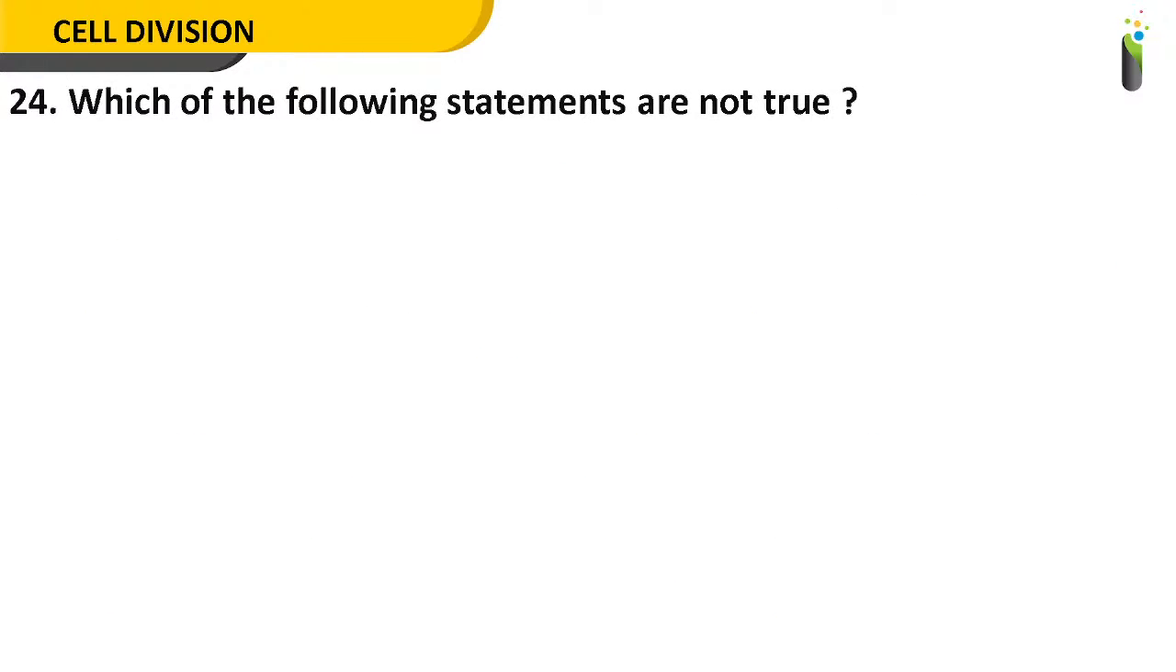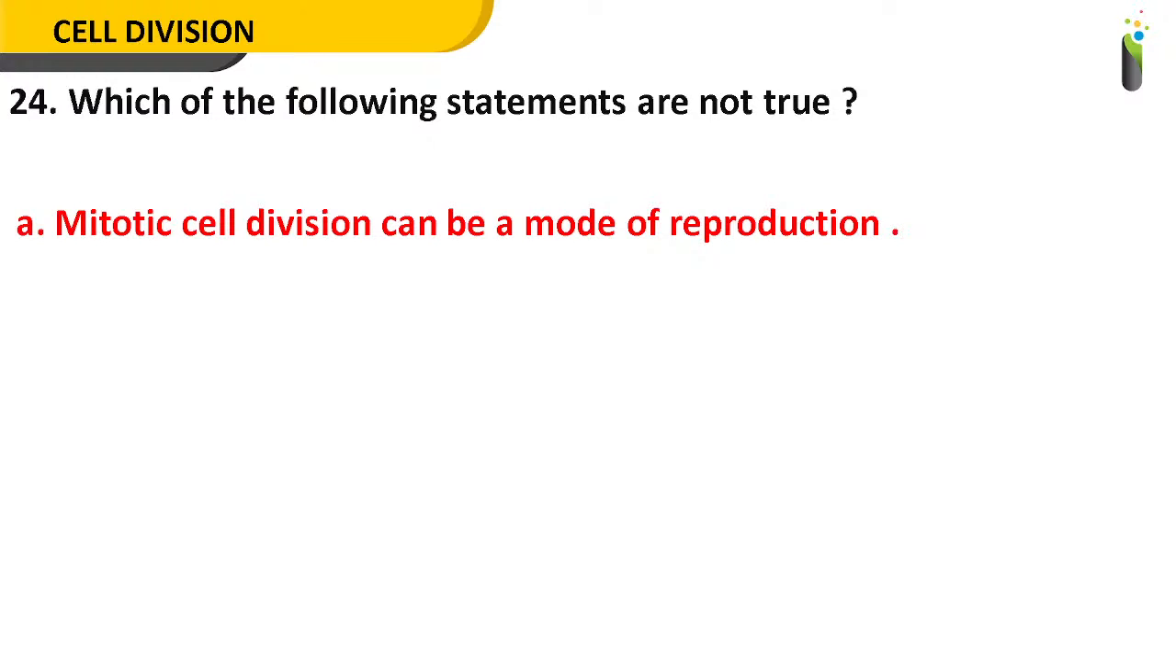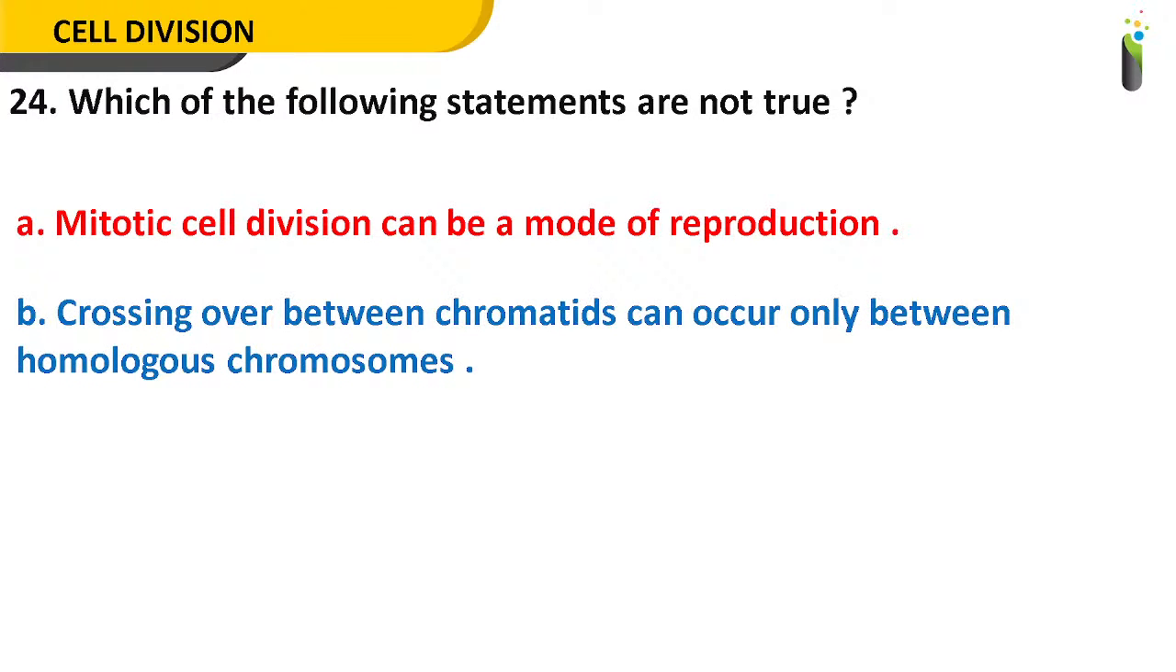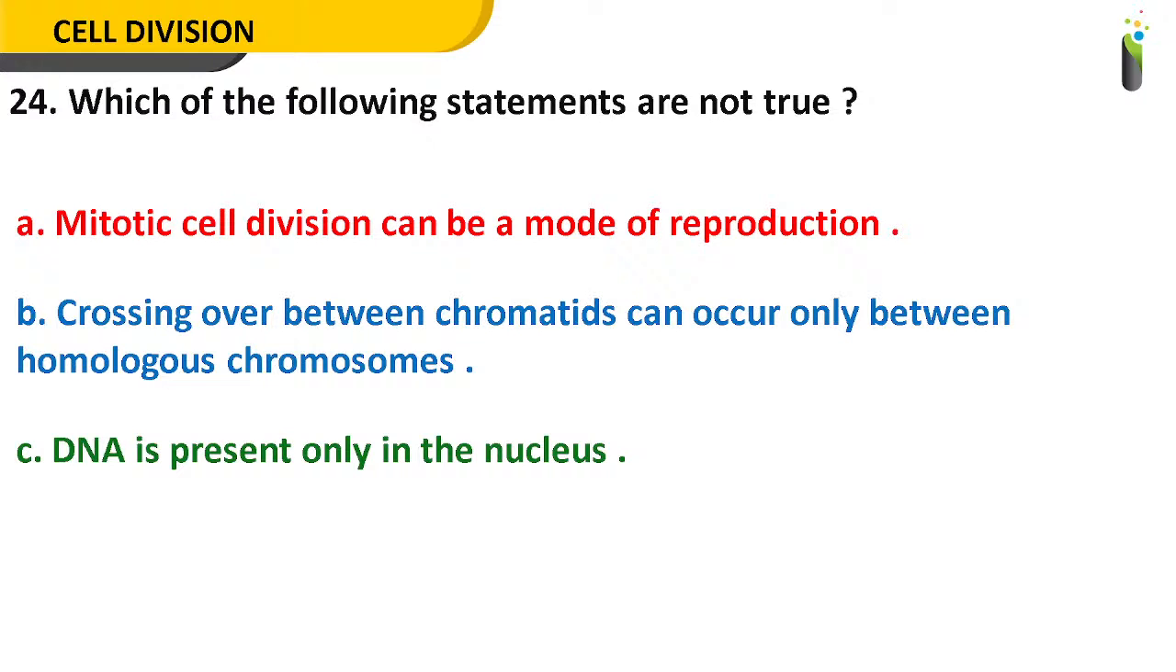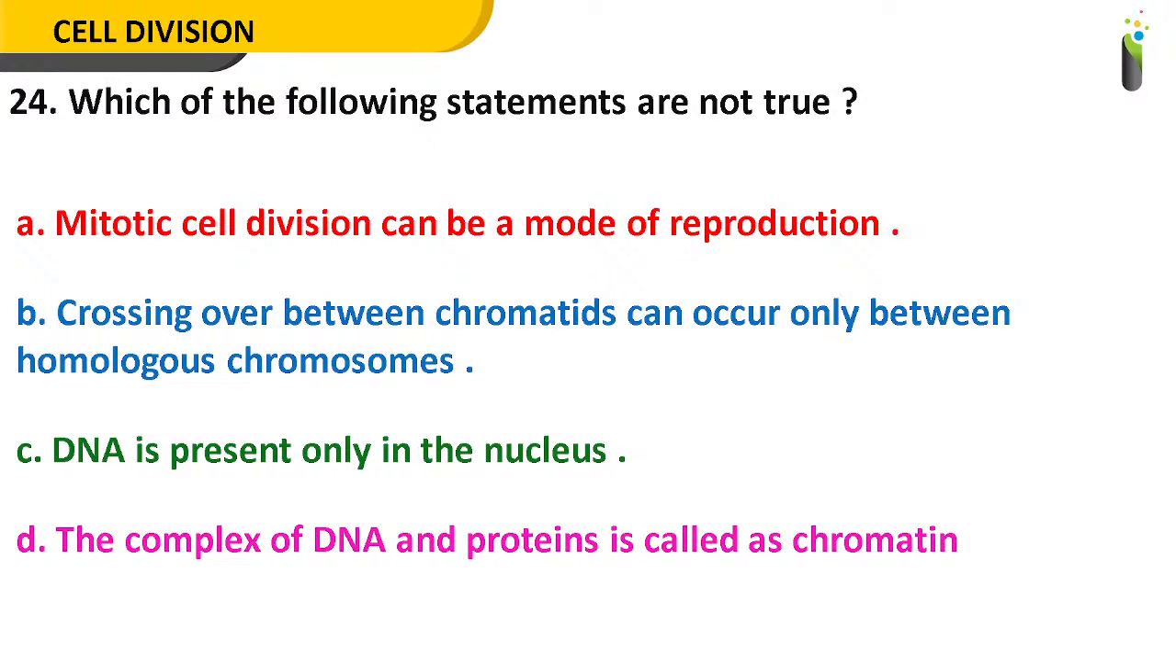Coming to the next question, number 24. Which of the following statements are not true, that is false? A. Mitotic cell division can be a mode of reproduction. B. Crossing over between chromatids can occur only between homologous chromosomes. C. DNA is present only in the nucleus. D. The complex of DNA and proteins is called chromatin. Which of these statements is not true, that is false?